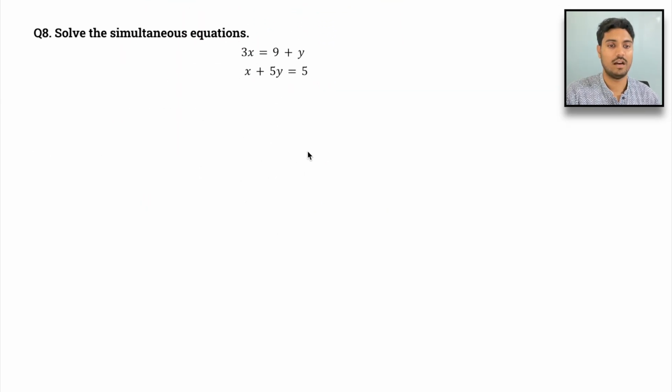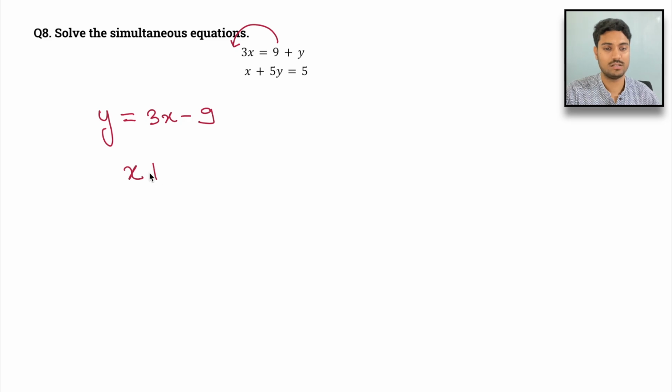Question number 8. We have 3x equals 9 plus y and x plus 5y equals 5. So in this case, we can clearly see that the equations are not rearranged. We can rearrange it, and if possible, we can use the elimination method. But I would like to use the substitution method here, because I can rewrite my first equation as y equals 3x minus 9, because I'm transposing y to the other side and 9 to the other side. So y will become 3x minus 9, and I'll substitute this into the second equation.